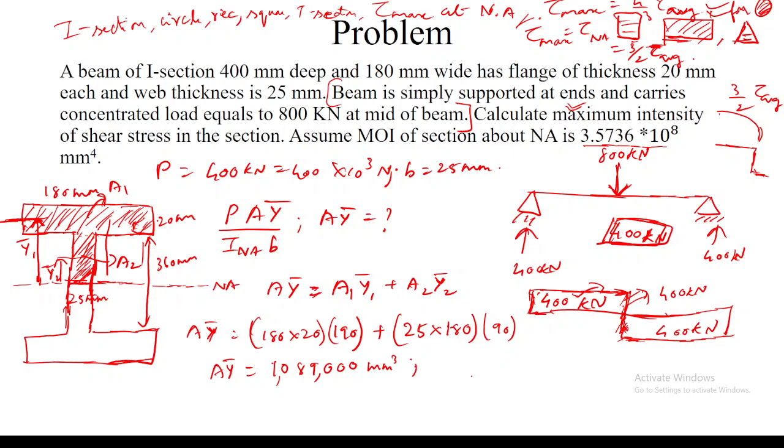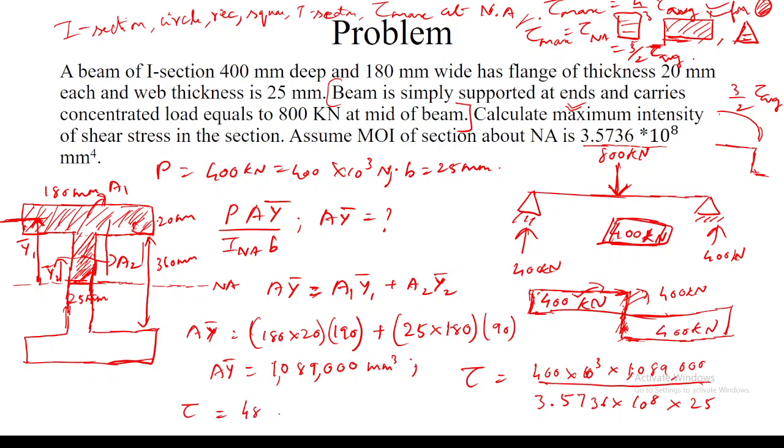And then it's simple, right? You can directly substitute the values and find the answer. So it is 400 into 10 to the power of 3, into 1,089,000, divided by I_NA. What is I_NA here, which they have given? 3.5736 into 10 to the power of 8. And what is the B value? 25. So what is the tau value you are getting finally? 48.757 megapascal.